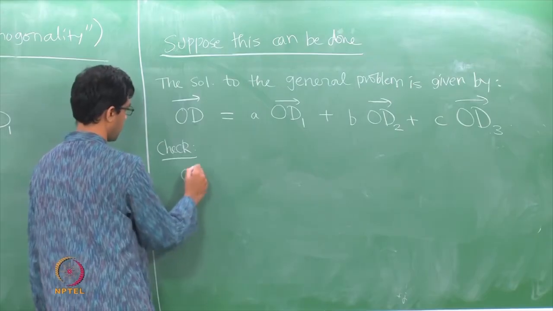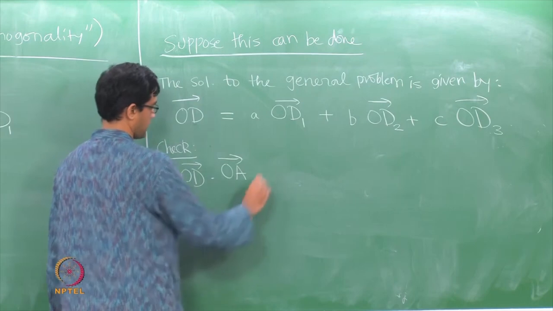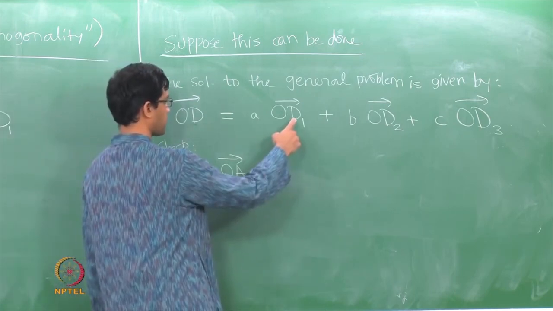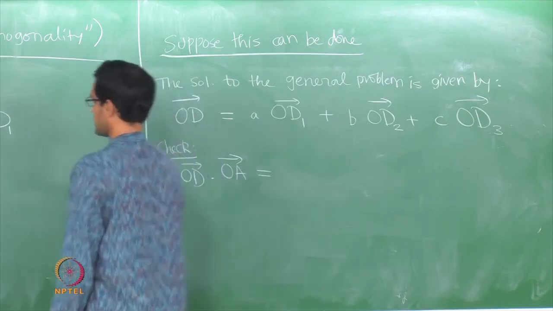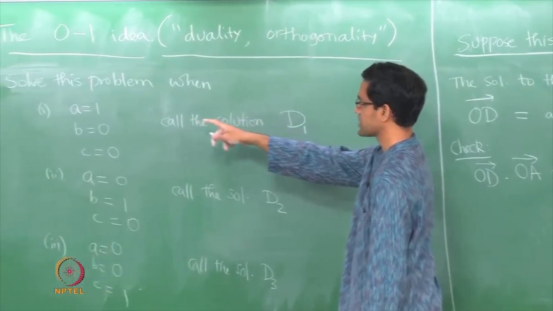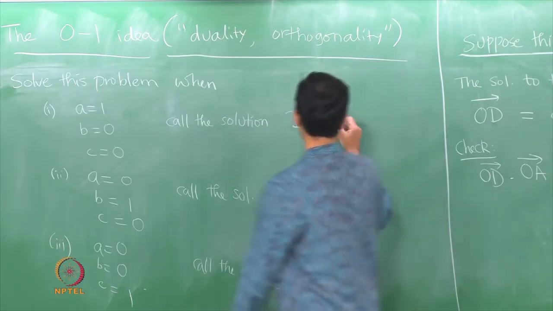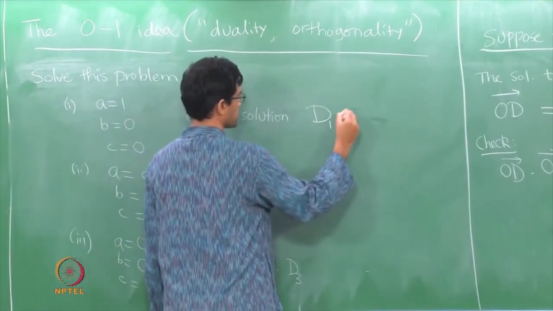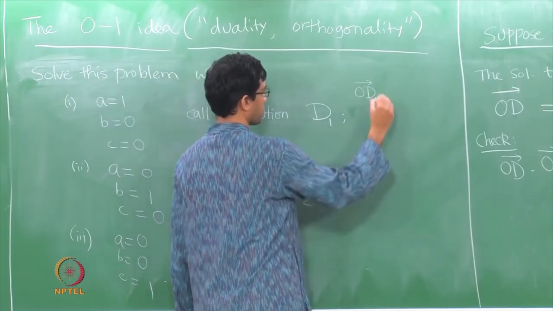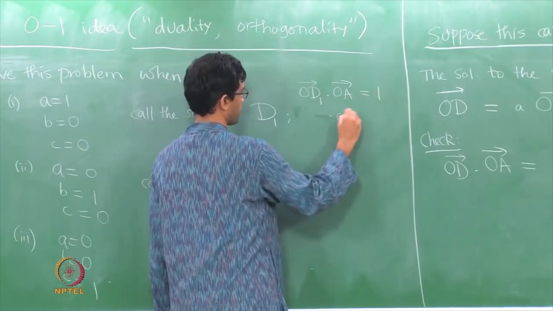So let's compute OD dot product with OA. Let's see whether this answer is exactly A. So observe, what's the property of D1? D1, I said, is a solution to the problem when A equals 1, B equals 0, C equals 0. Okay, so what does this mean? By saying that the solution is D1, it means that D1 has the following property. The position vector OD1 has dot product 1 with OA and 0 with the other two fellows.